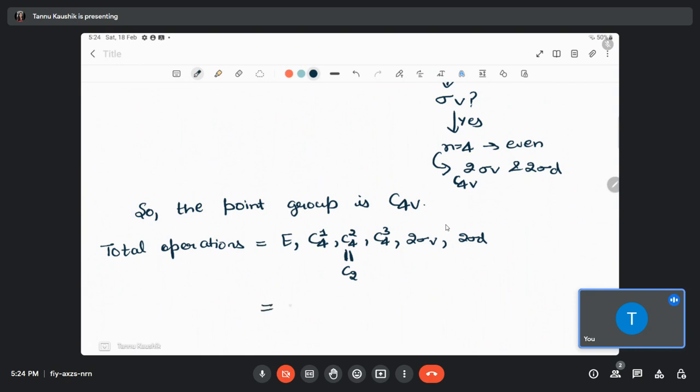Okay, so finally I'm writing it as E, C4^1, C2, C4^3, 2 sigma v, 2 sigma d. In total we have 1, 2, 3, 4, 5, 8 operations.